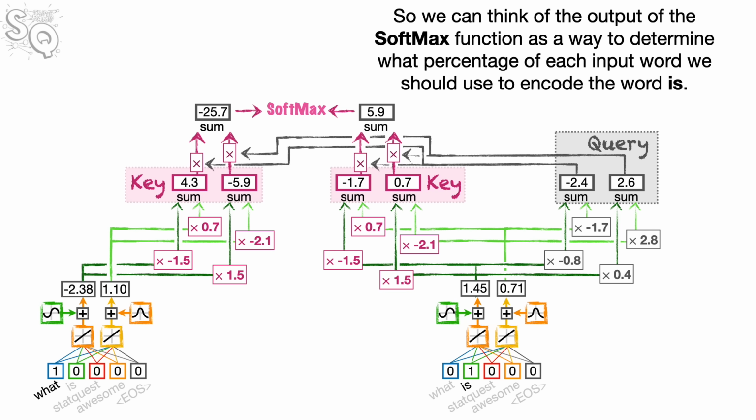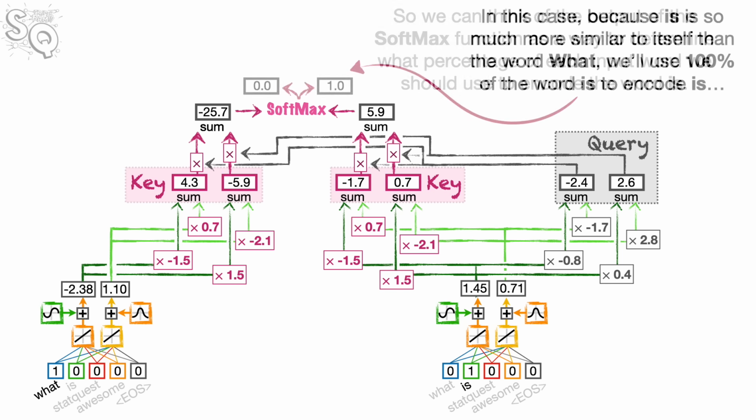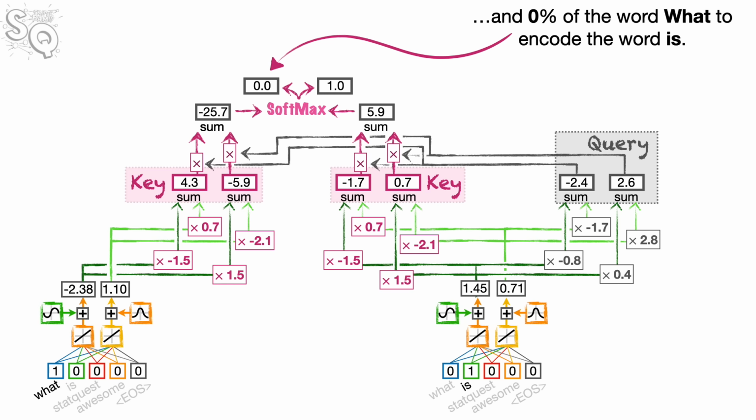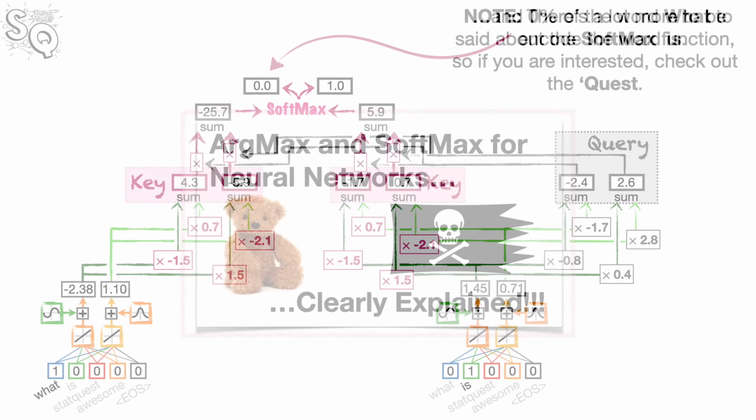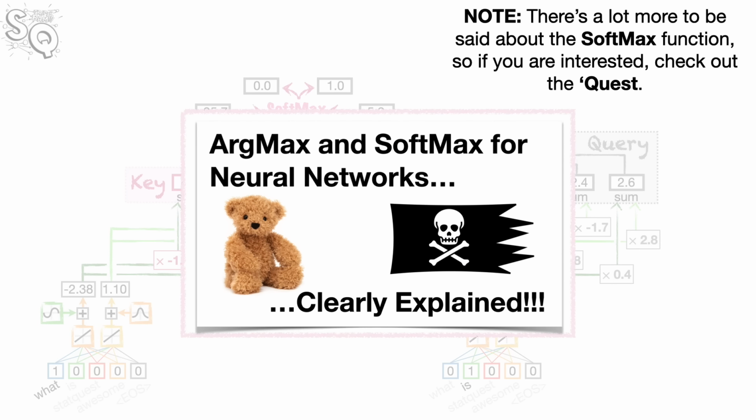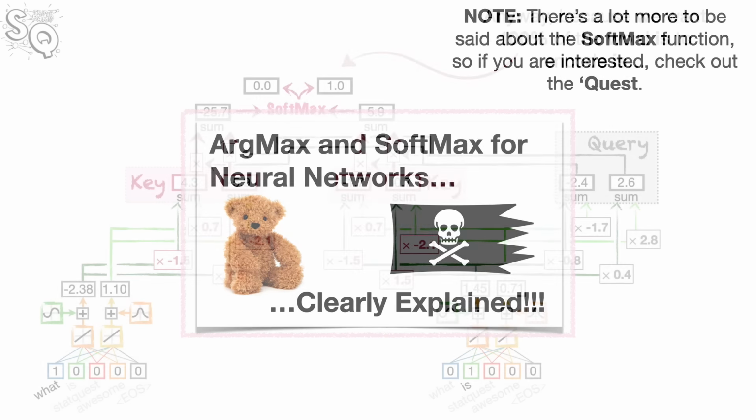So we can think of the output of the SoftMax function as a way to determine what percentage of each input word we should use to encode the word "is". In this case, because "is" is so much more similar to itself than the word "what", we'll use 100% of the word "is" to encode "is", and 0% of the word "what" to encode the word "is". Note, there's a lot more to be said about the SoftMax function, so if you're interested, check out the quest.